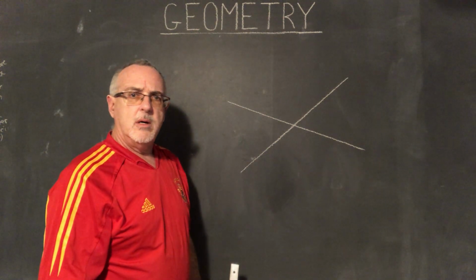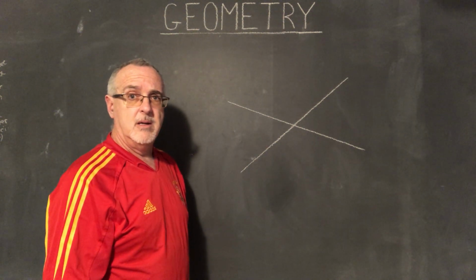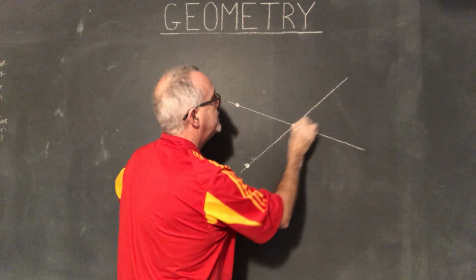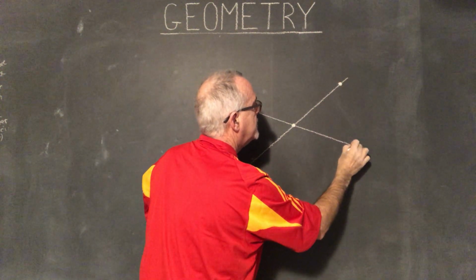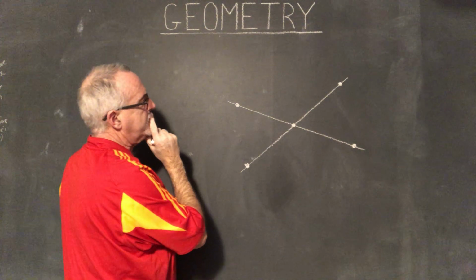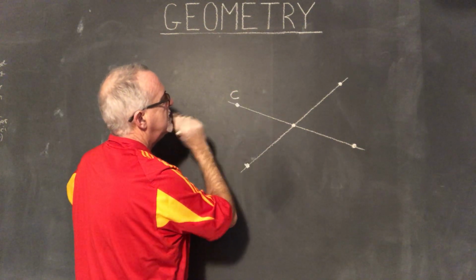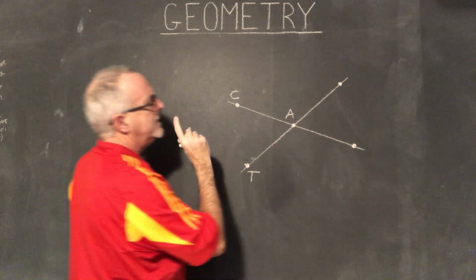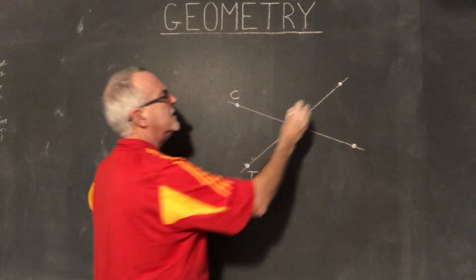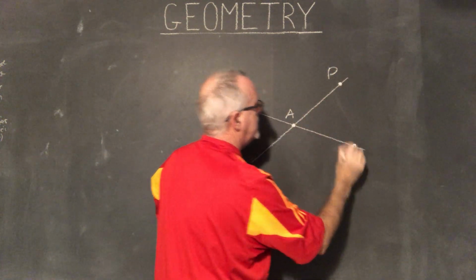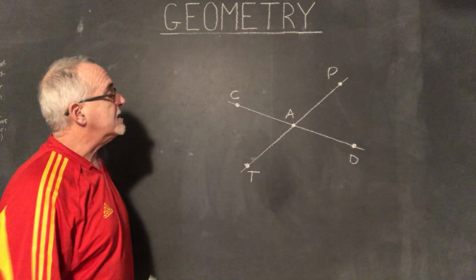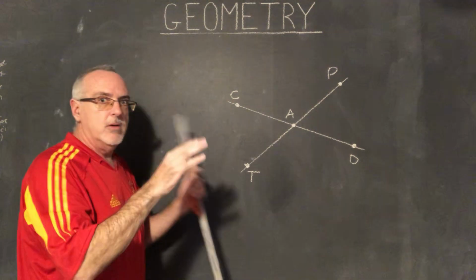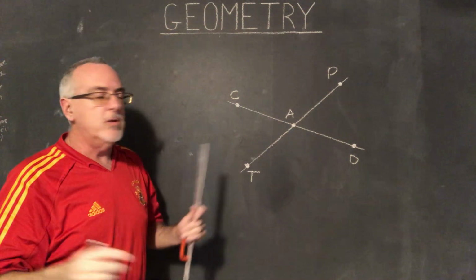But in doing so, I created four angles. Let's give these points names. C, A, T, and P, D there. I'm just trying to have fun with the naming of the angles. Now, it gets confusing because when you draw the two lines, you create four angles. And if you start thinking too hard, you start finding more angles in there, and then you're confusing yourself. You don't want to get confused.